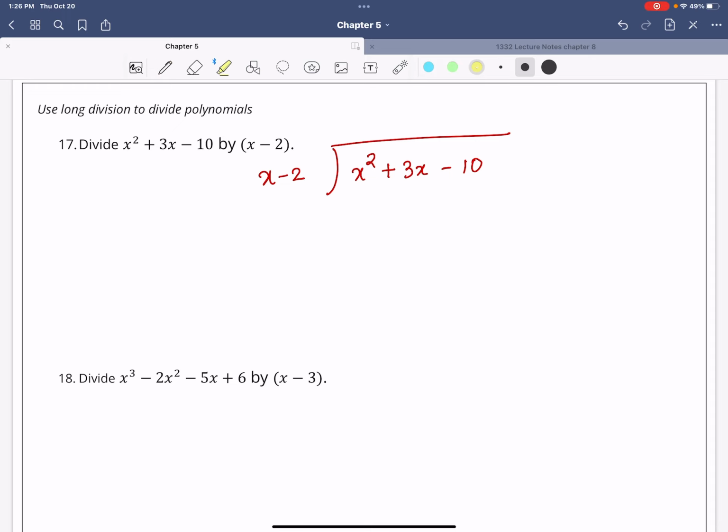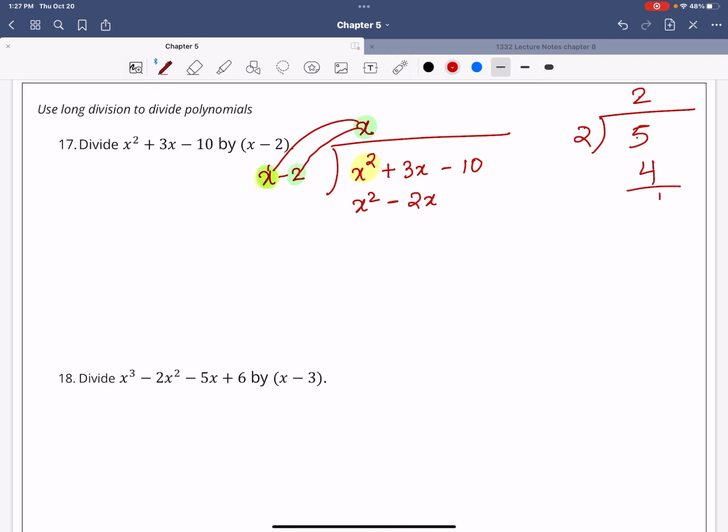What I do is I only take the first terms into consideration. I'm going to see how many times x goes into x squared, which is x times. Once I know the value, I'll multiply with x minus 2. So when I multiply, x times x is x squared, x times negative 2 is negative 2x. Remember how you do the regular division. If you're dividing 5 with 2, you're going to see how many times 2 goes into 5. 2 times 2, 4, remainder 1. Same concept, but you will only take a look at the first one.